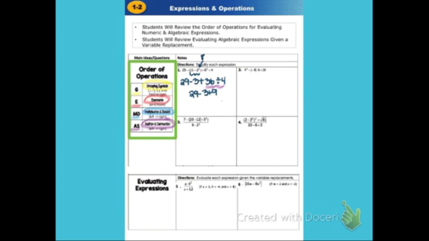And now that's all subtraction and addition, so we work from left to right. 29 minus 3 is 26, plus 9 is 35. And so our final answer is 35.